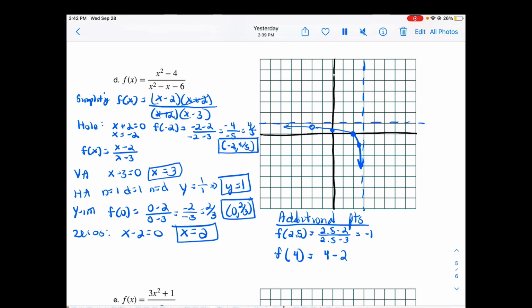So now I'm just missing 1 point beyond my vertical asymptote. I chose 4, and I got 2 as the answer. So I'm going to plot the point 4, 2 on my graph, and then draw a curve from my asymptote through that point, approaching the next asymptote. And you're done with that graph.